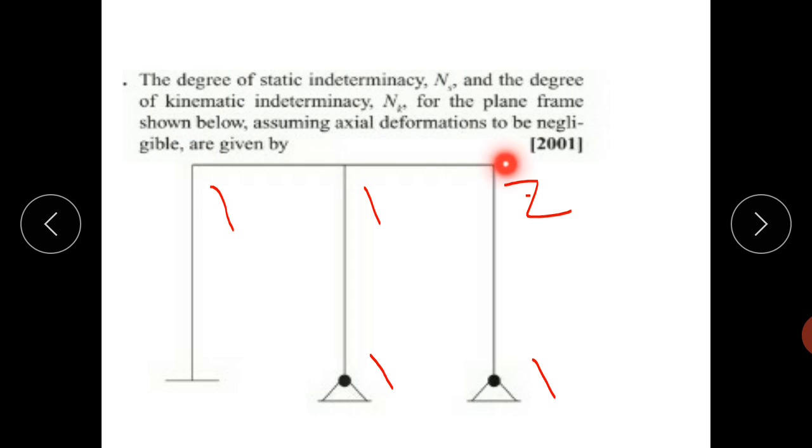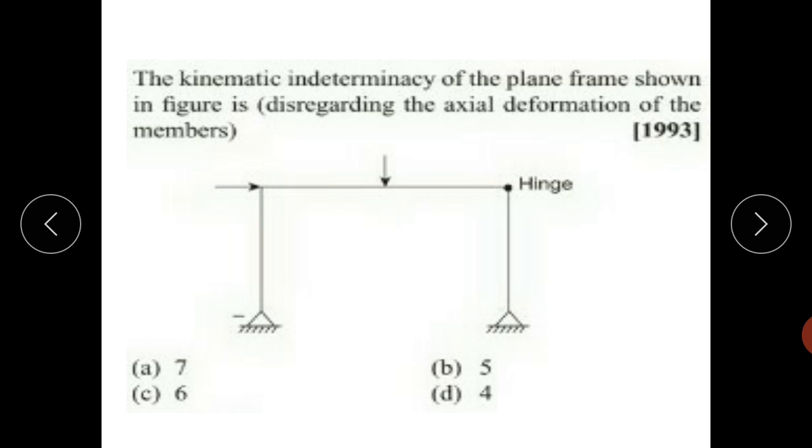Here the same concept, delta x is common, we are counting it once over here. So 1 rotation, rotation plus delta x, 1 rotation, 1 rotation, so 4, 6 degrees of kinematic indeterminacy. At the hinge, 1 rotation, 1 rotation, that is 2 rotations for 2 members, and here common delta x, so 3. Here we are measuring only rotation, only rotation, only rotation. So DKI is 6.